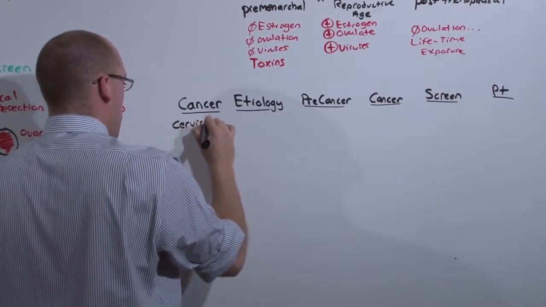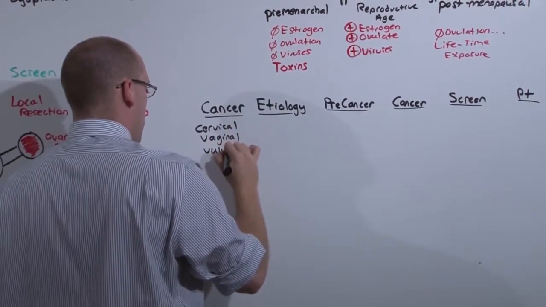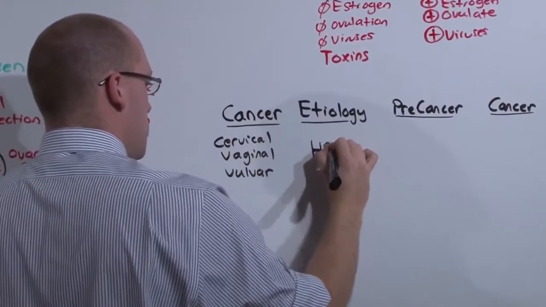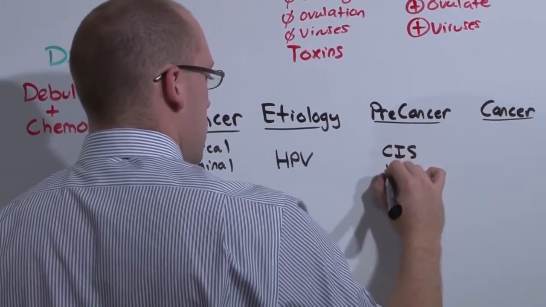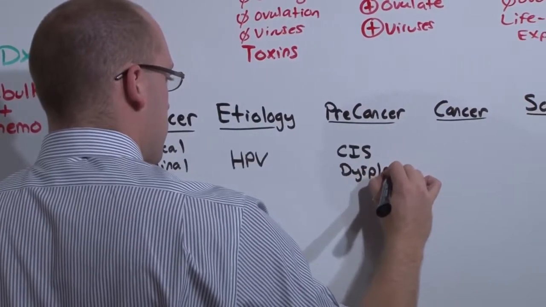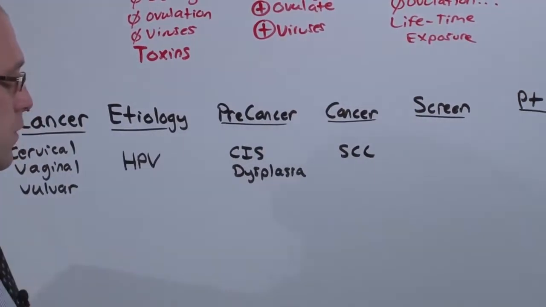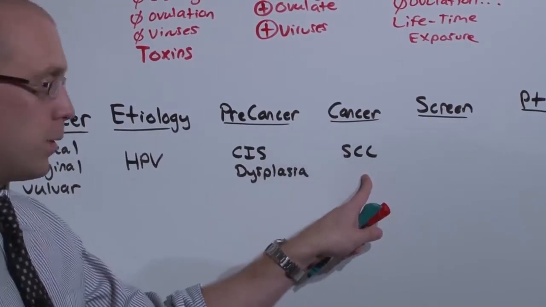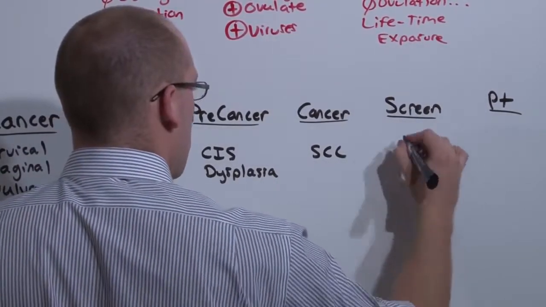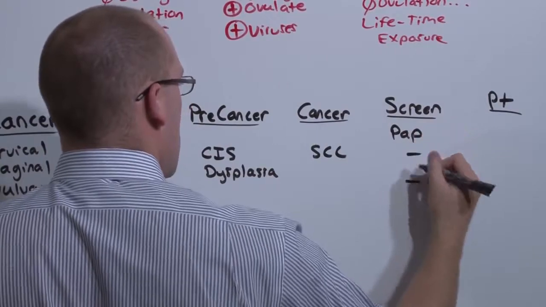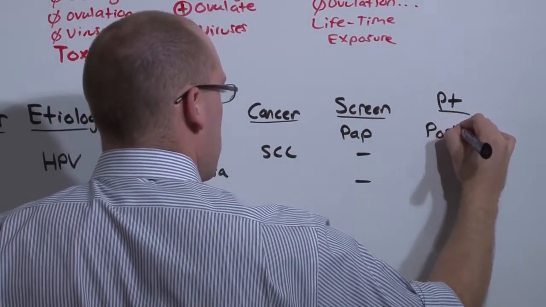Cervical cancer, vaginal, and vulvar cancer are all caused by infection with HPV. The precancer is carcinoma in situ and dysplasia. The cancer they form is squamous cell carcinoma, the exception being that vulvar cancer can be both Paget's or melanoma, and that there is no screen for vaginal or vulvar cancers, but there's a Pap smear for cervical. The patient is going to present with cervical cancer as a postcoital bleed.